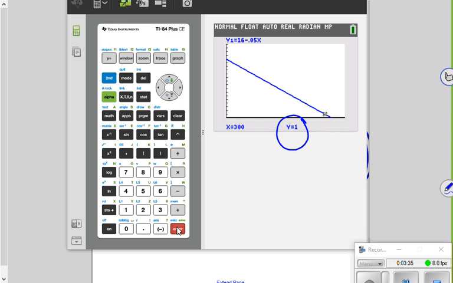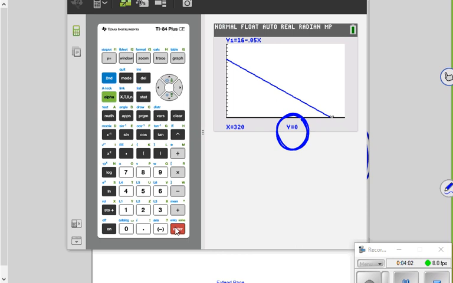300 was a little bit too small. Let's try 360. Oh, we're down in the negatives. The 360 was too large of a guess. 320. Perfect. 320 represents the x-intercept because the y coordinate is 0 at that point. That's one way to do it. Guess and check.